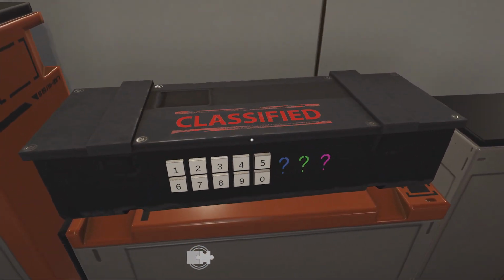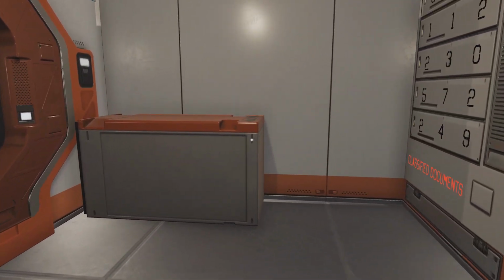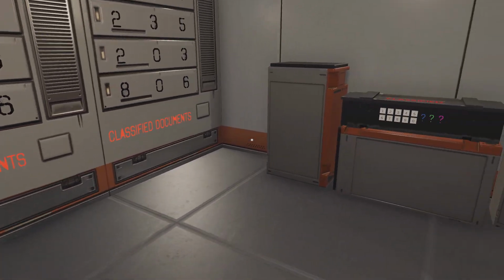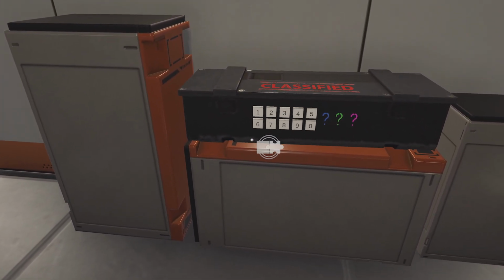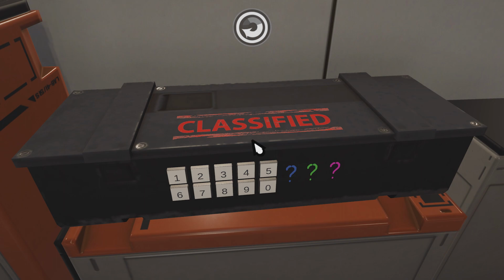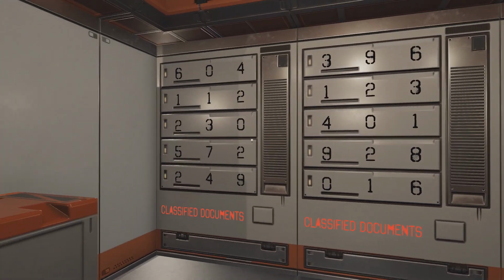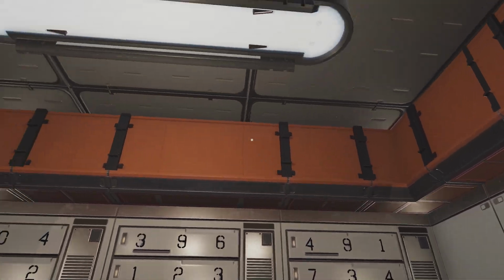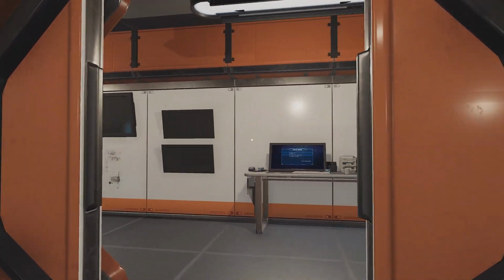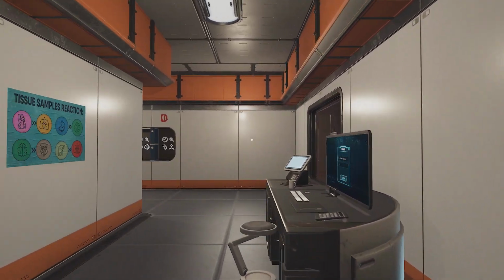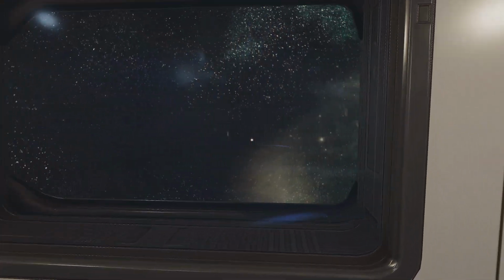Classified, eh? Ooh, but that has three things next to it. All right. Well, we have one password that would work for this. Okay, so I need 3 digits then. Blue, green, and pink. Okay, blue, green, and pink. I guess I should check. Is there anything outside the window? No.